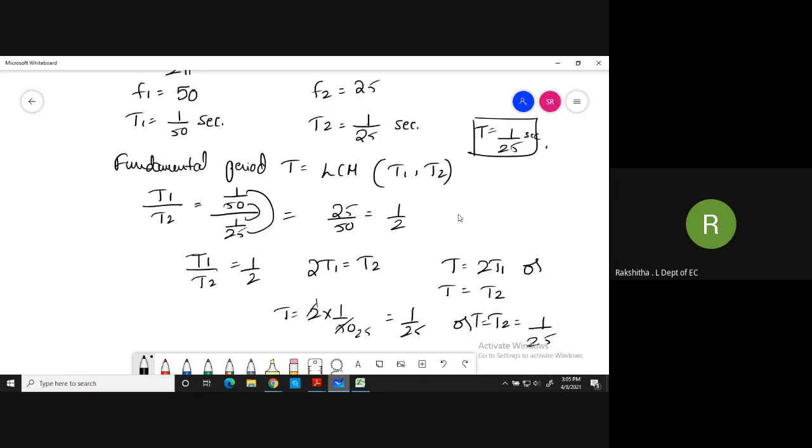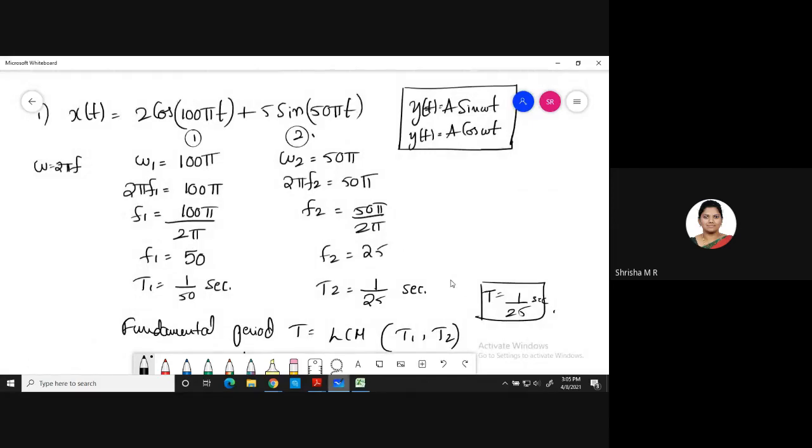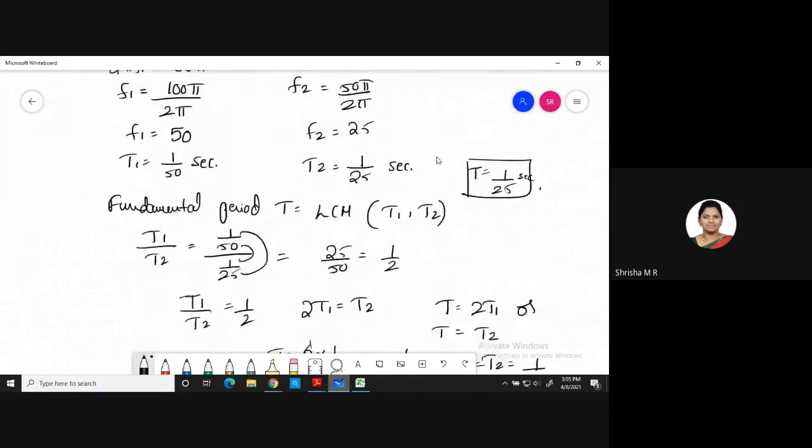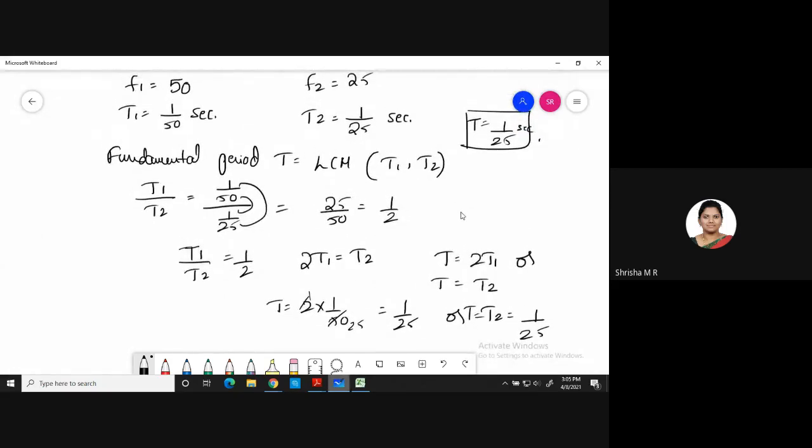Ma'am, in the actual question, what all things do we have to find? They'll tell you to identify whether it's a periodic signal or non-periodic signal, and if it's periodic, then find the fundamental period. Clear, everyone? Is it clear?